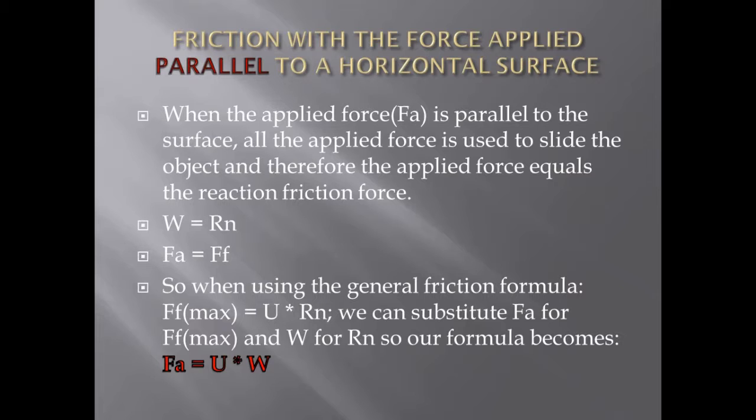So when using the general friction formula, friction force maximum equals the coefficient of friction times the normal reaction force, we can substitute Fa for friction force maximum and the weight for the normal reaction force, so our formula then becomes the applied force Fa equals the coefficient of friction times the weight of the object.